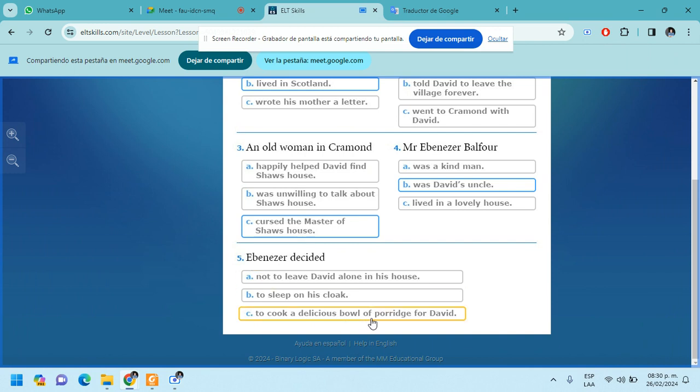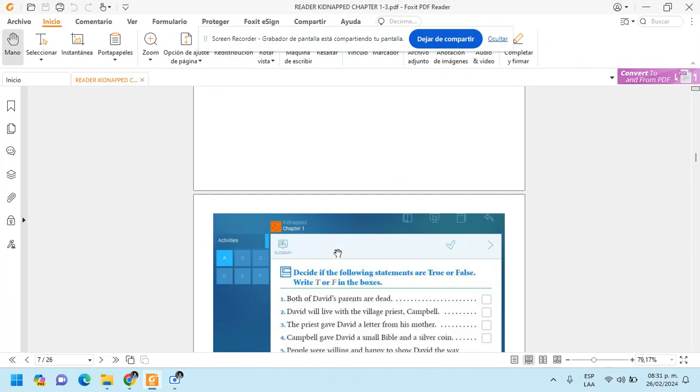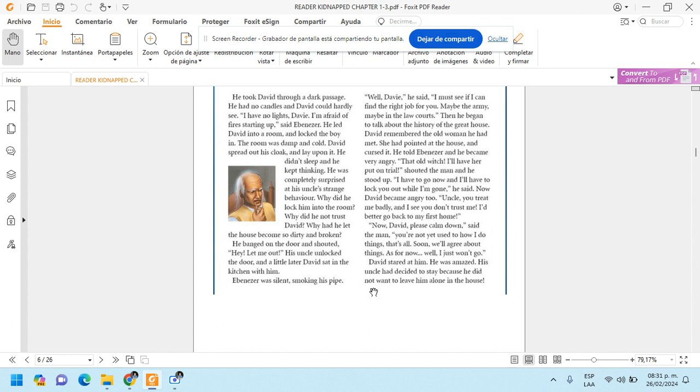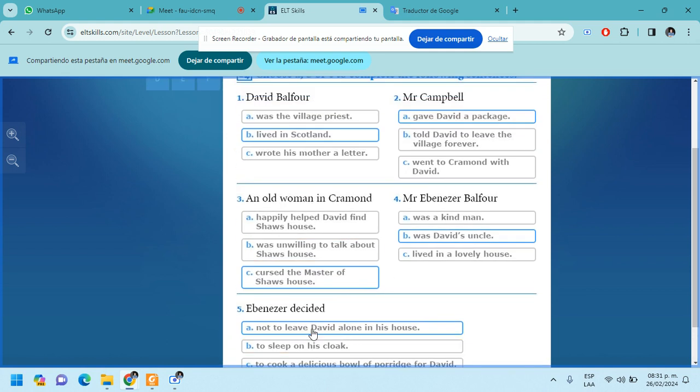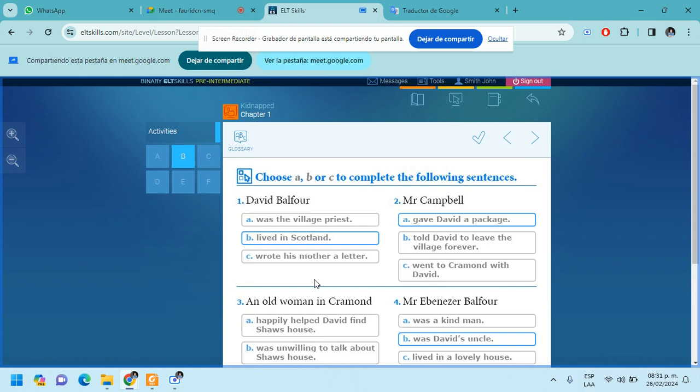Wish for David? No, this is kind, ¿no? Eso sería amable de su parte, pero no. O sea, pero está en la última parte ya, ¿no? Aquí en esta parte. Yeah, he says that, ¿no? What is this? Let's see. See, it's here, no? His uncle had decided to stay because he didn't want to leave him alone in the house. So, no quería dejarlo solo en la casa. Why? We don't know. Let's wait to the second chapter. You see? But this is the correct. He didn't trust David. No confía en, bueno, en su sobrino, no? In this case.